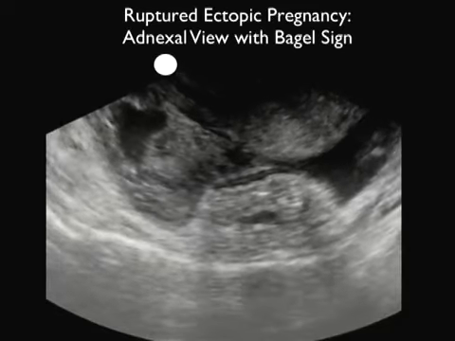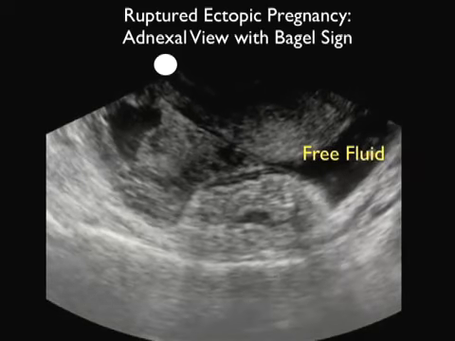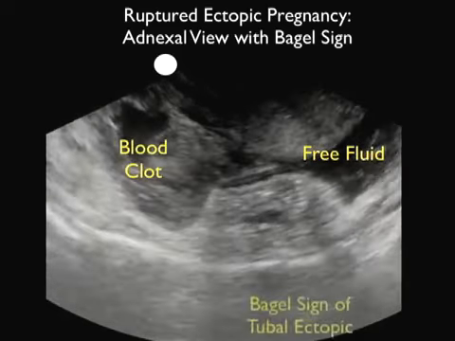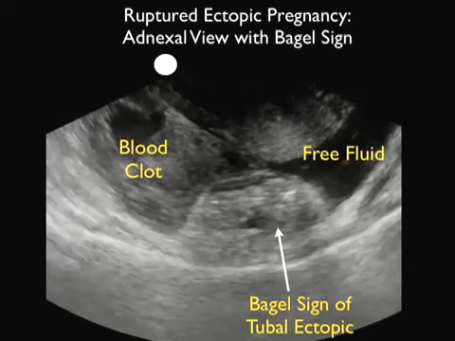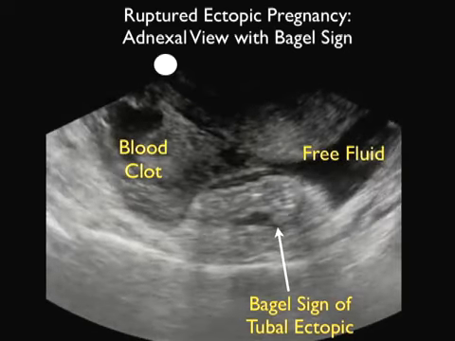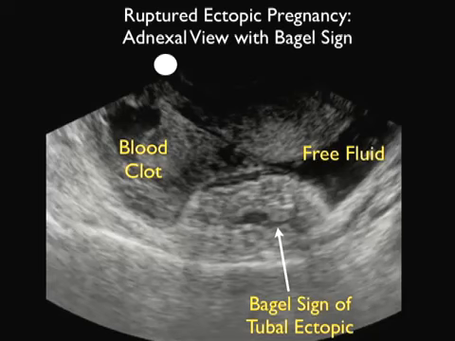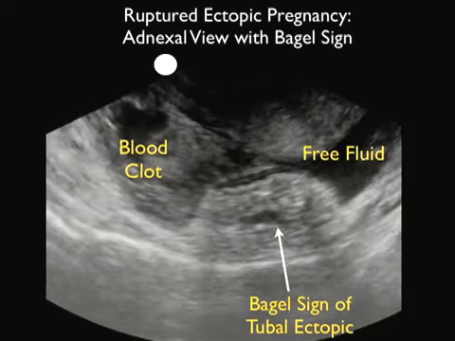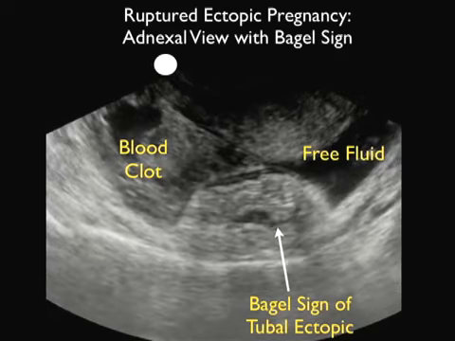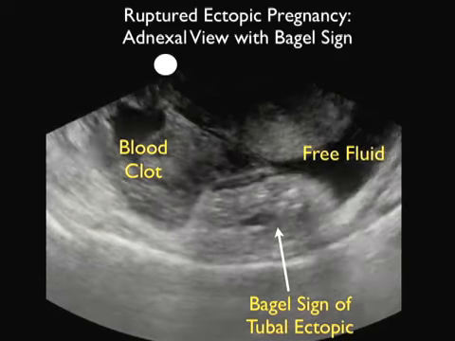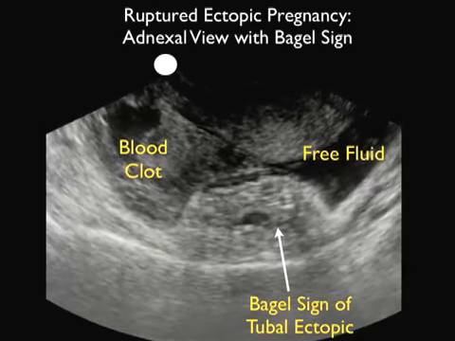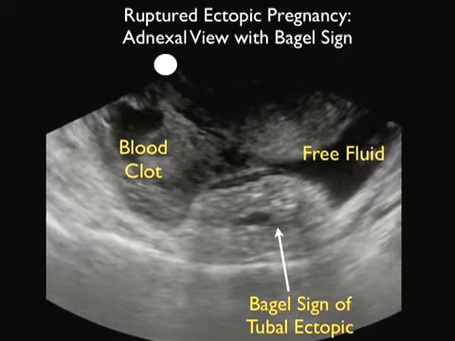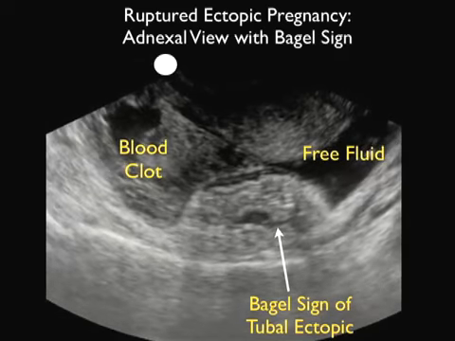So, in the last case, as we did not visualize an intrauterine pregnancy and we saw a lot of free fluid, we decided to scan out towards the adnexa. Here, we have a positive finding. We see free fluid towards the right and echogenic blood clot towards the left, and inferiorly, we see the bagel sign or the tubal ring of an ectopic pregnancy. Notice that the bagel sign has an echogenic or lighter type circle appearance with a hole in the middle. And this is suggestive of a fallopian tube ectopic pregnancy.